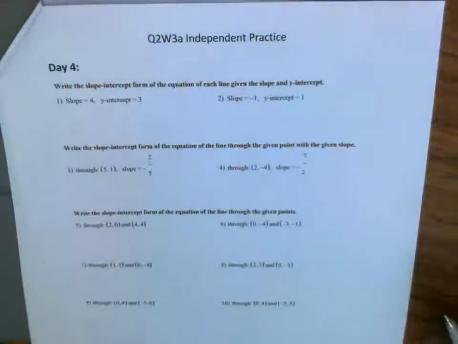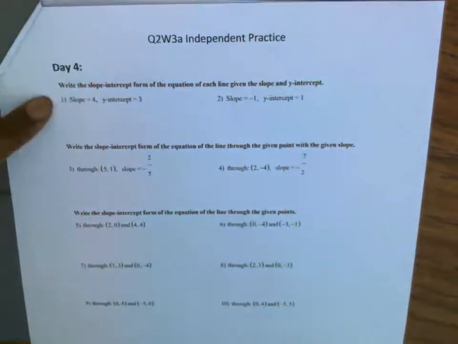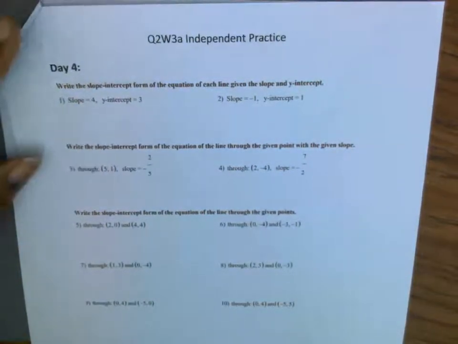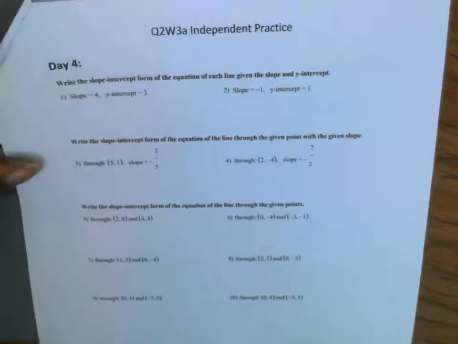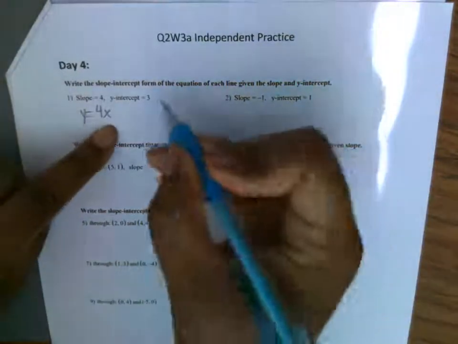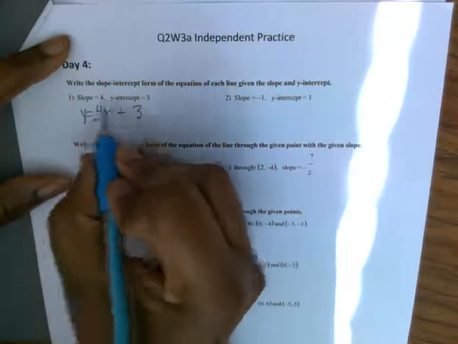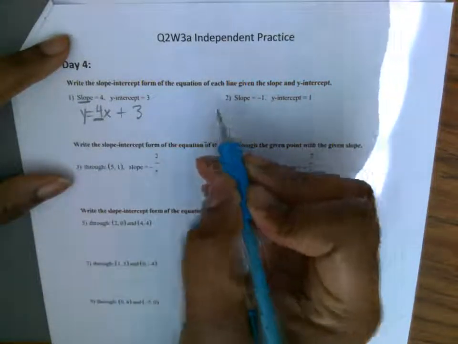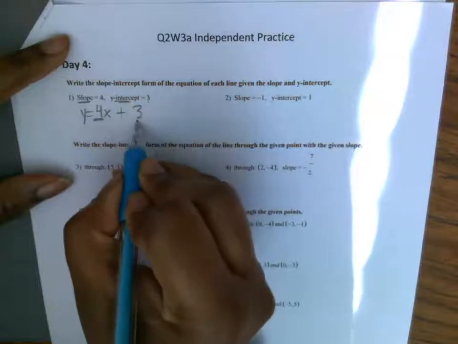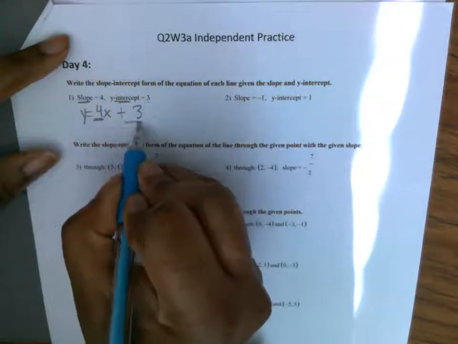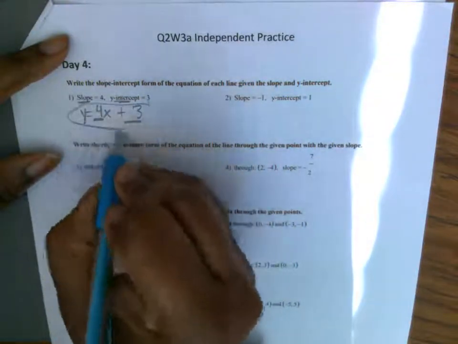We did not go over day 4. Okay, so let's look at day 4 real quickly. What did you get for number 1? Excellent. It's y equals 4x plus 3, where 4 is your slope, that's m, and your y-intercept is 3, positive 3. So good job. This is your equation.